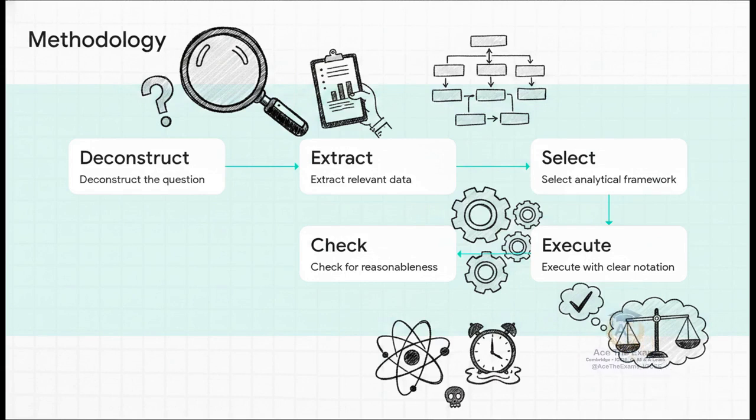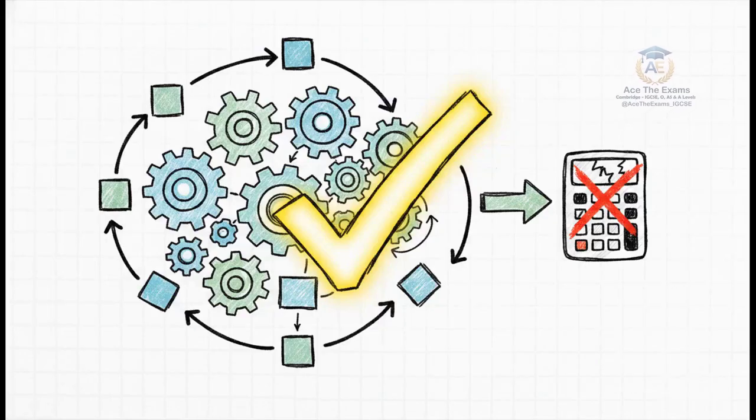I mean, if you're calculating a half-life of 3 seconds for uranium-238, that is a huge red flag that something went wrong in your math. And here is where we hit a really important realization. Marks are awarded for the process, not just the final answer. This is the method mark strategy in a nutshell.